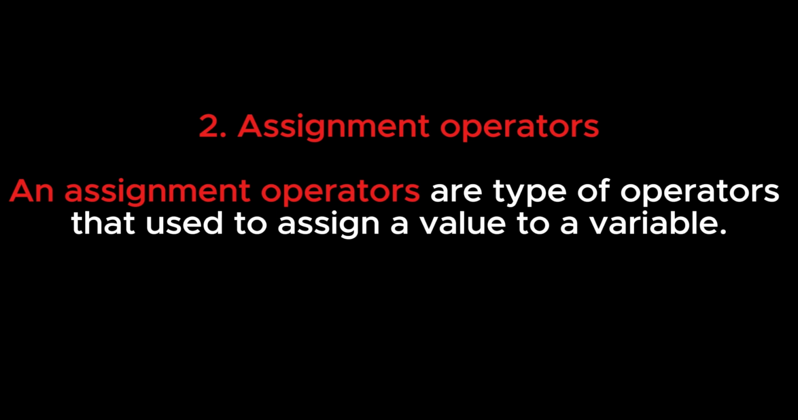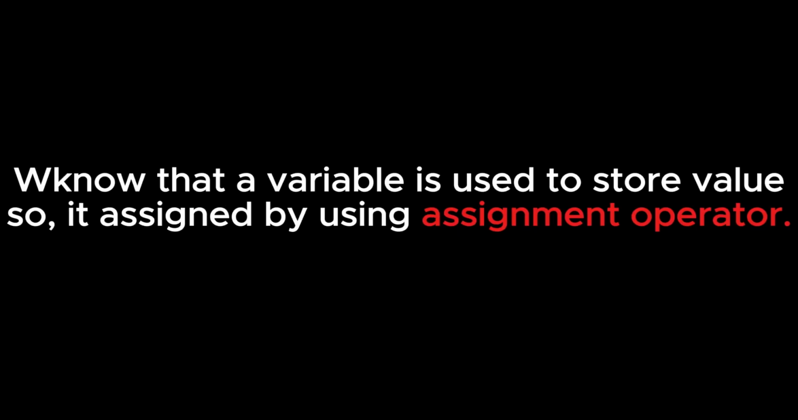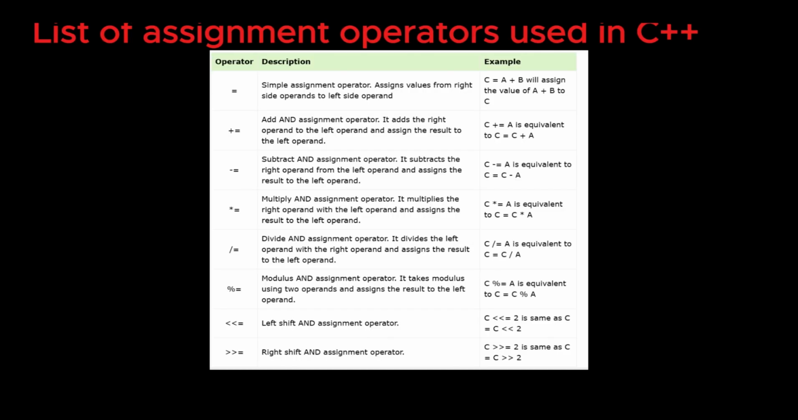Let's continue with the second type, which is assignment operators. These are operators used to assign a value to a variable. You know that a variable is used to store a value, so it is assigned by using an assignment operator. Also, this table shows the operators, description, and example of assignment operators.